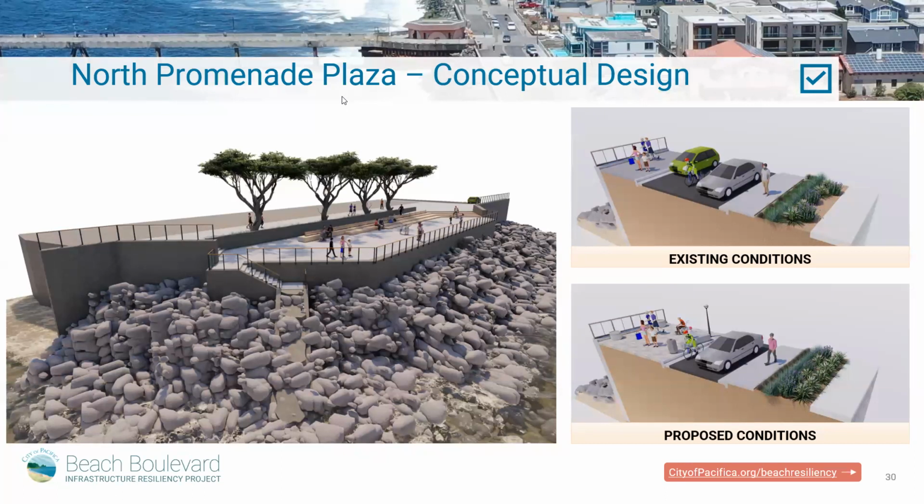Yes, so for this question about the North Promenade concept, please select the features and amenities from the list below that you're most interested in seeing. We'd like you to select your top one. The options are single seating and benches, group seating and picnic tables, a bike rack, a play structure, or public art.